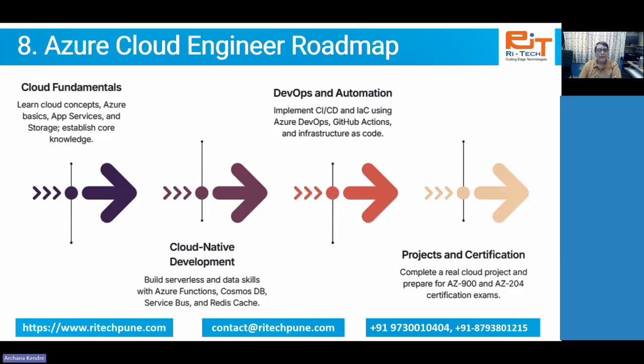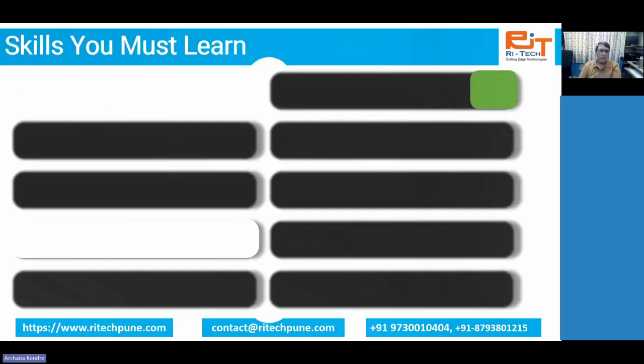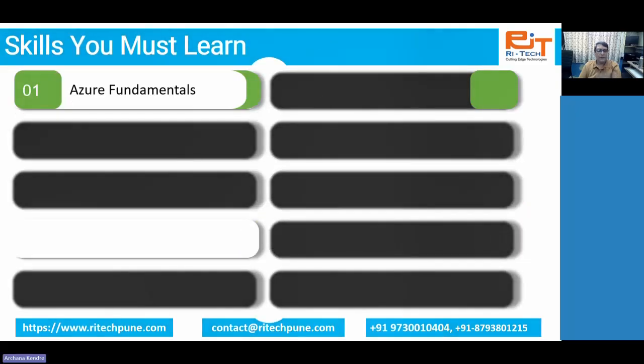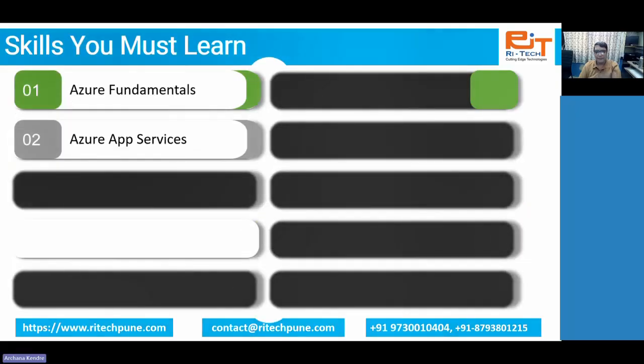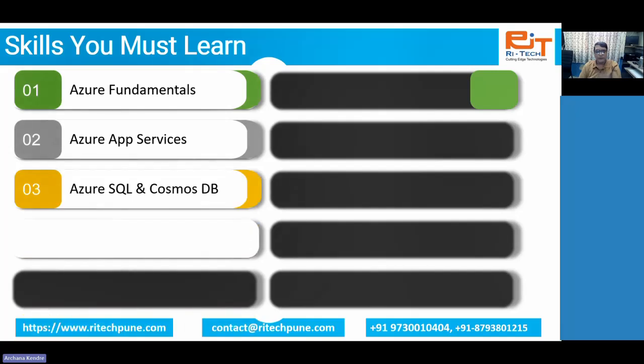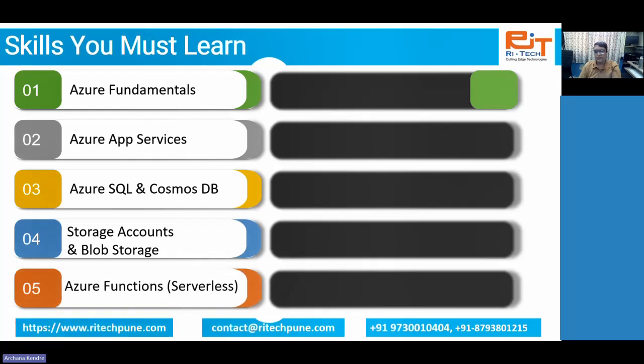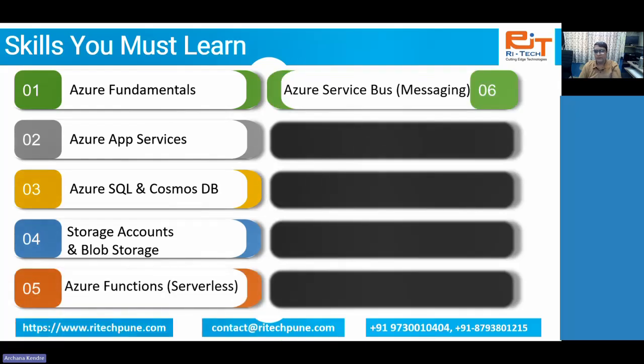Fine. Now, this is the roadmap for the Azure Cloud Engineer. First go for cloud fundamentals, then cloud native development, DevOps and automation, and production certification. So what skills do you need? Azure fundamentals, Azure App Services, Azure SQL and Cosmos DB, storage account and blob storage, Azure Functions for serverless applications, and Azure Service Bus messaging.